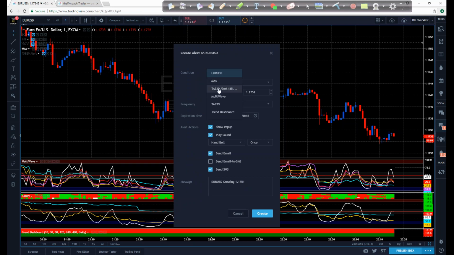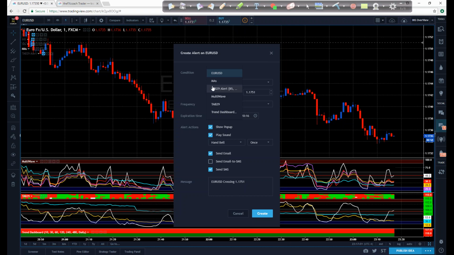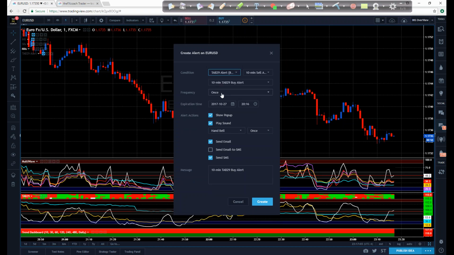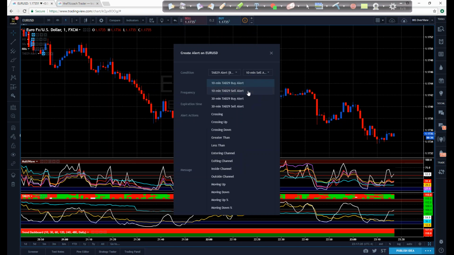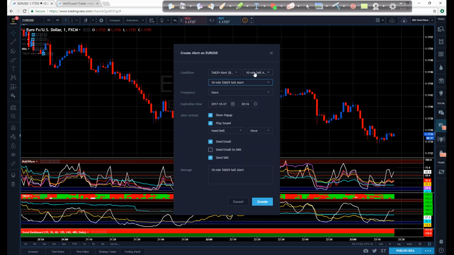I'm going to pick TAB29 alert. See, we put the alert package on the chart. TradingView sees it. So we can select TAB29 alert. And right here, look at your options. 10-minute sell, 10-minute buy. 30-minute sell, 30-minute buy. So let's say I want to look at 10-minute sells. So I have a 10-minute sell. 10-minute TAB29 buy. These have to match up. 10-minute TAB29 sell. So these two have to match up.